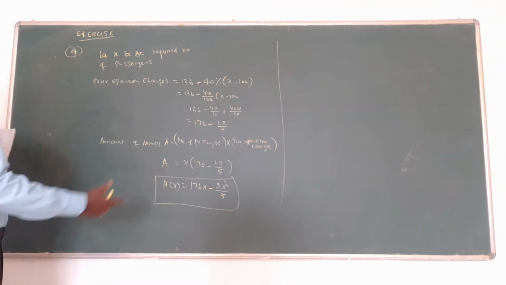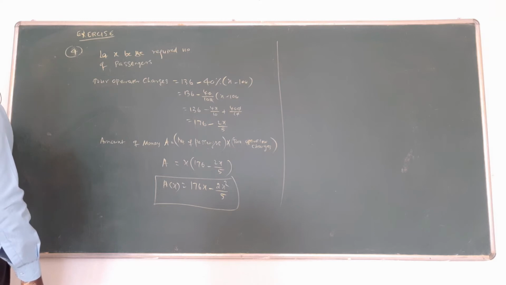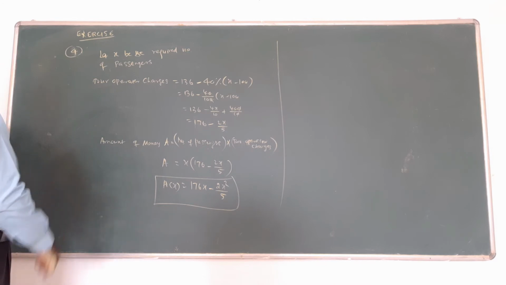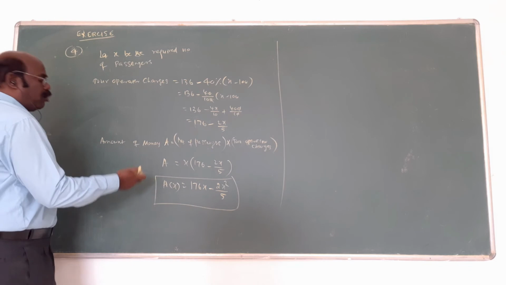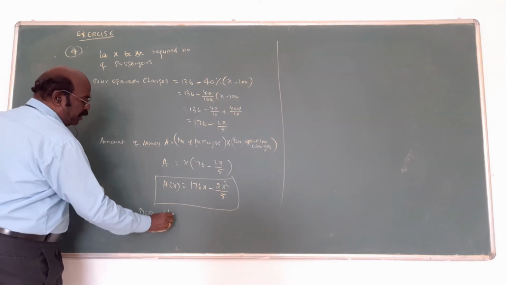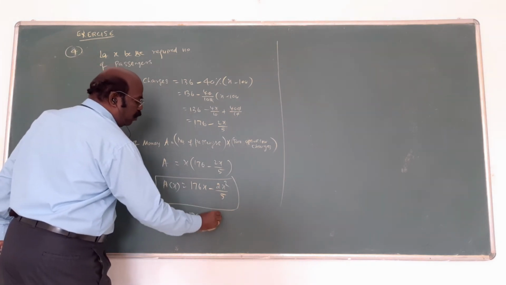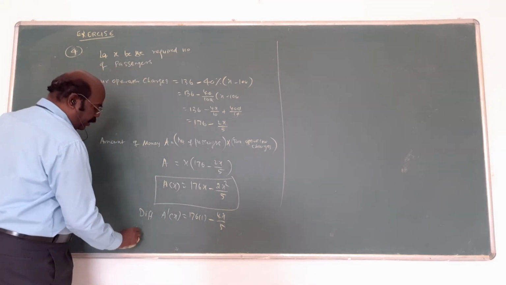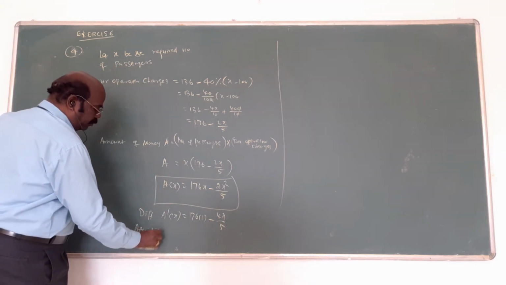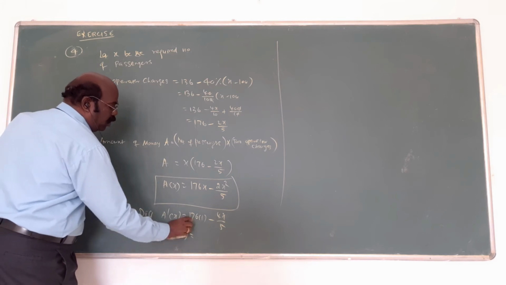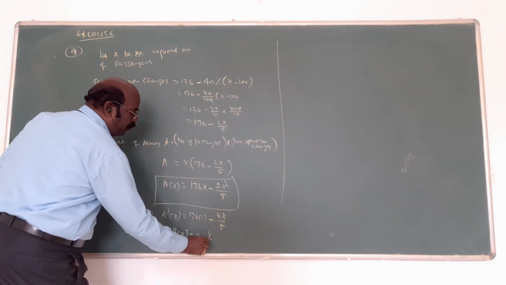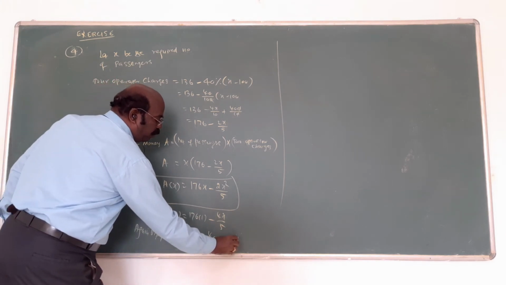Now as usual, read the question clearly. Determine the number of passengers x which will maximize the amount of money the tour operator receives. That means we want A to be maximum. Differentiate one time. A dash of x is equal to 176 minus 4x by 5. Again differentiate. The double derivative of A is 0 minus 4 by 5, only 4 by 5.